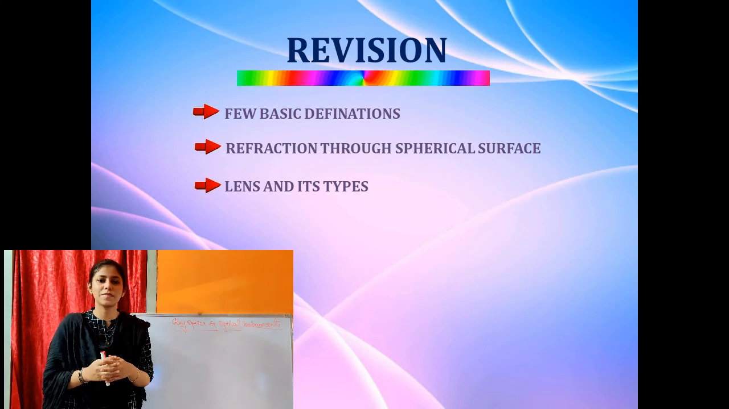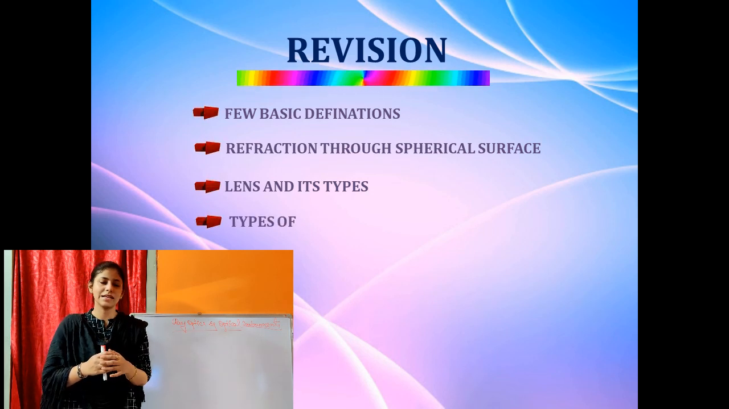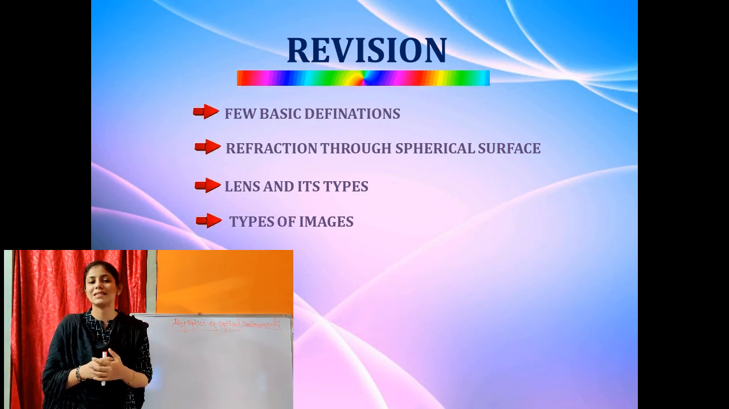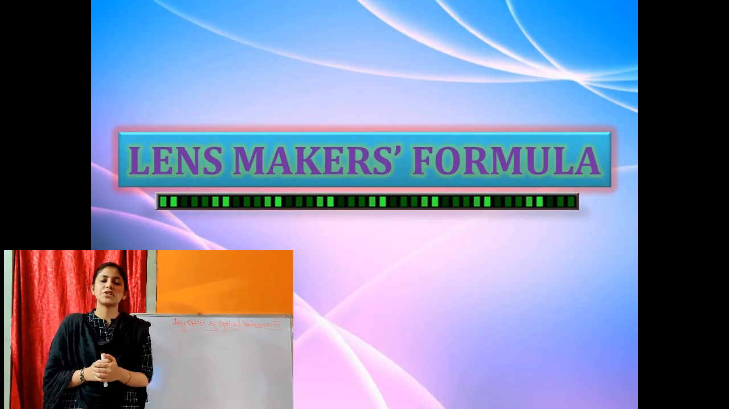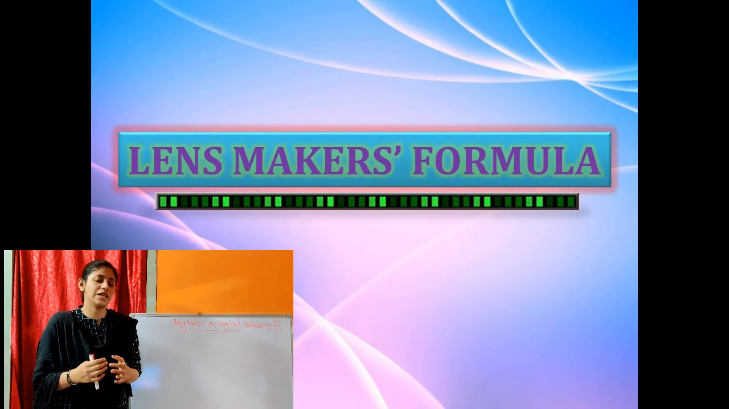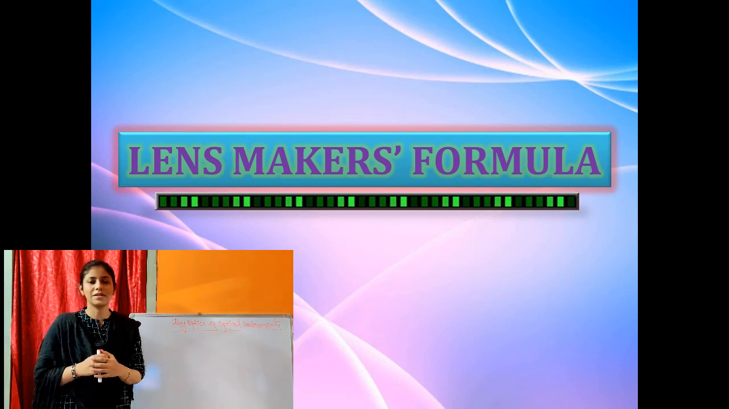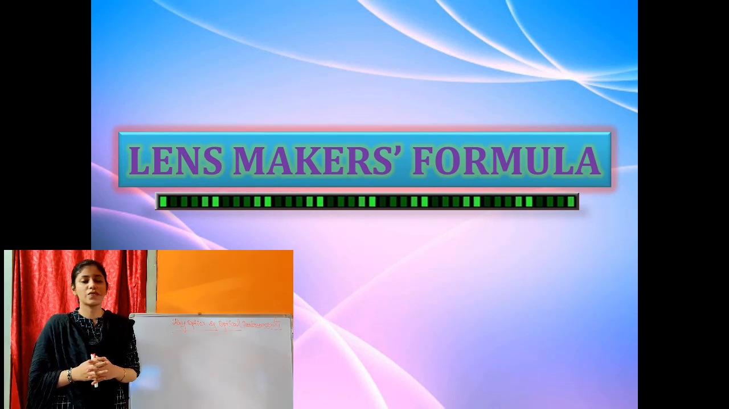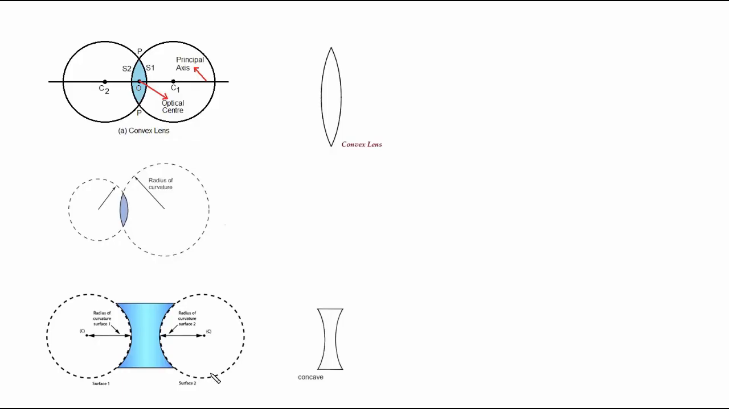So there are two types of lenses, concave and convex lens. Then we had discussed types of images and image formation in case of lenses. Fine. Now, in today's session, we will discuss a very important concept, that is the lens maker's formula. So this lens maker's formula will be asked for 5 marks.